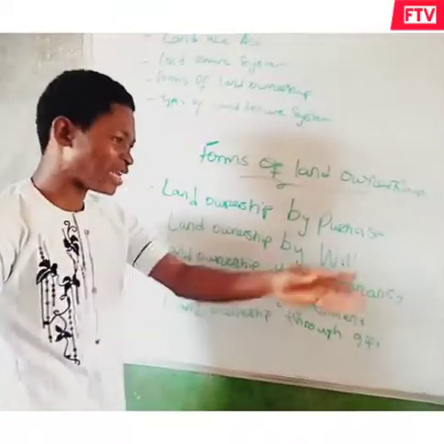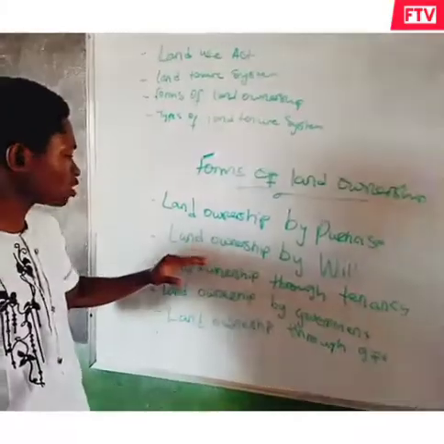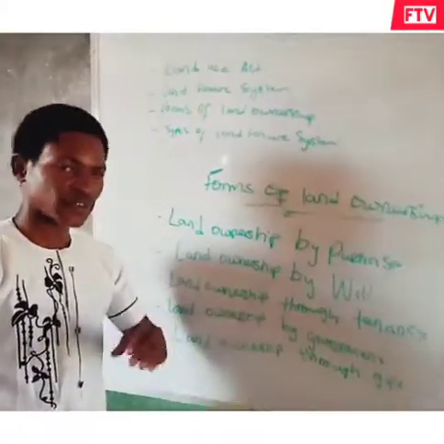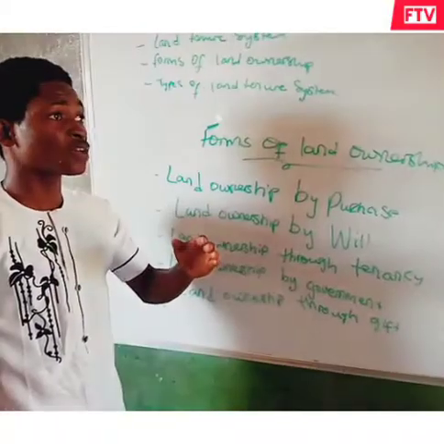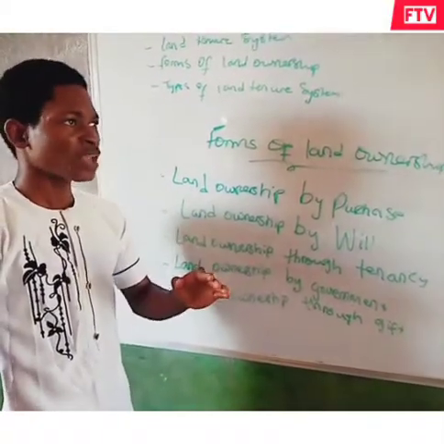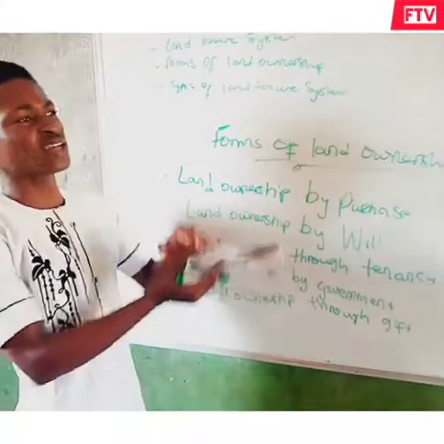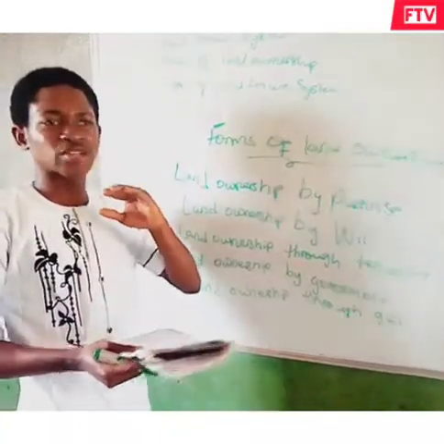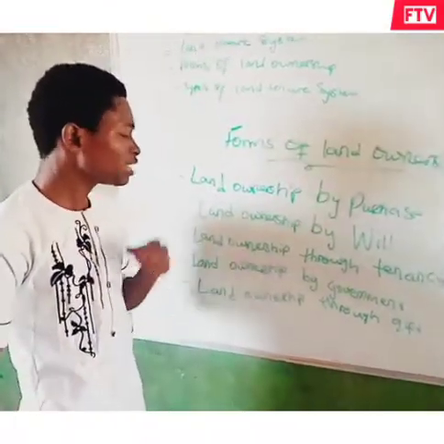Land ownership by purchase. You can decide to buy a particular plot of land because you have the money to. The second one is land ownership by will. You have a father that is very rich. You know, we do watch Hollywood movies. A child can have a very rich father, and in preparing the will, the father can have 2 or 3 plots of land elsewhere and say, okay, I want this land to go to the firstborn, that one to the secondborn. That is by will.